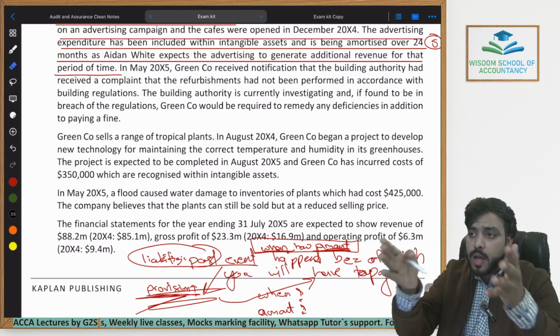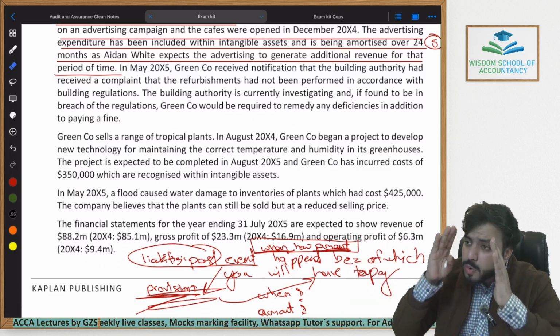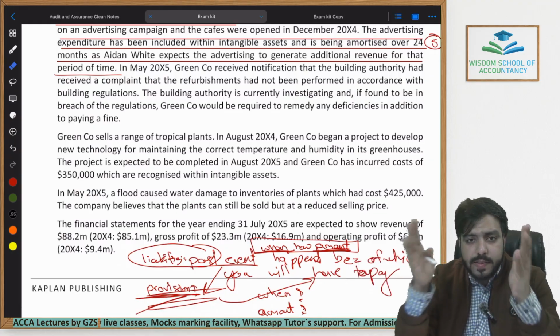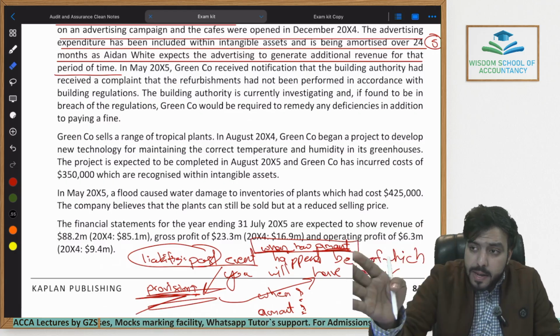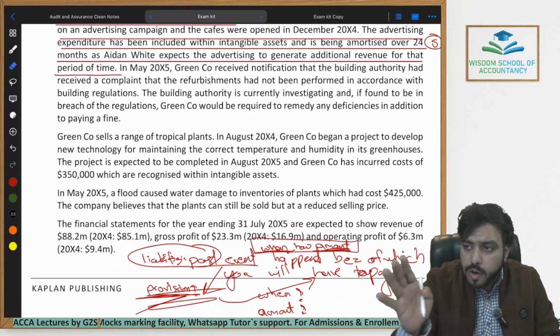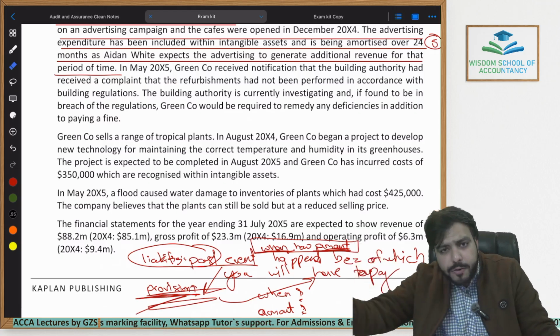As an auditor, you can see it. You can go to the stores. You can see those issues that the company has caused. Then it is probable that even though the investigation is not yet complete, still the company will have to pay.